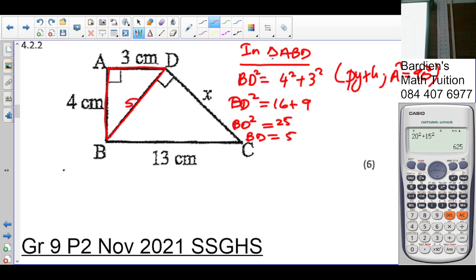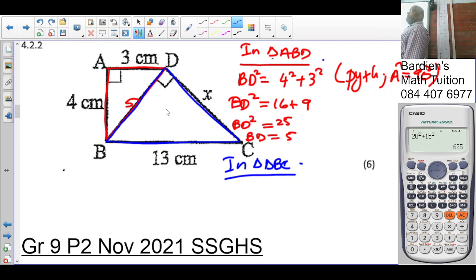Right, now we bring the x closer to us. Closer to the heart. Yes. So let's go. Now we're going to work in triangle DBC. So it's an intra-angle DBC. Where's your hypotenuse now? 13. The hypotenuse is always opposite the 90. Yes. So 13 squared is equal to 5 squared plus x squared.